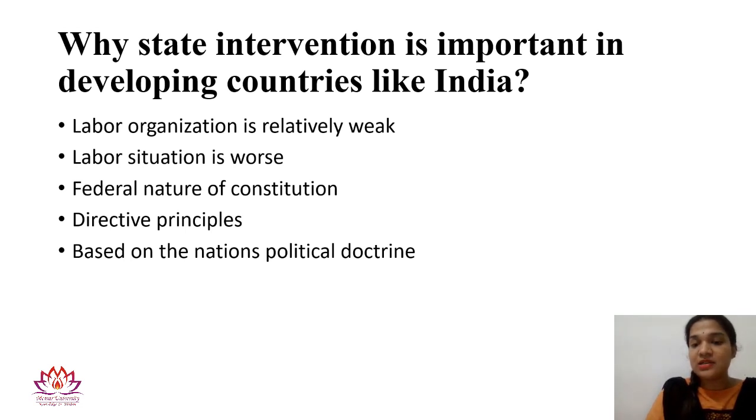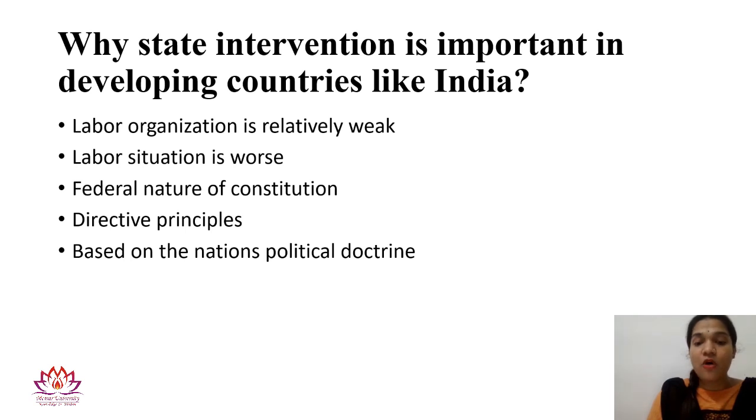Article 39 asserts what the state shall do, the terms which are provided for making the labor policy. In Article 39 it is written that there is equal pay for equal work for both men and women. So there should be no discrimination on the basis of gender. This is the first point given under Article 39.